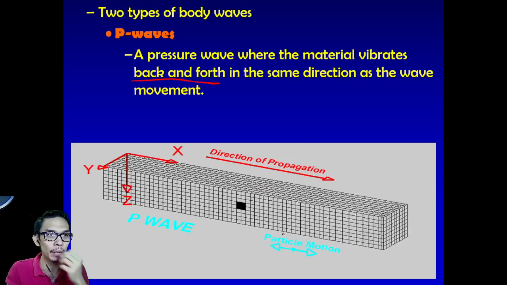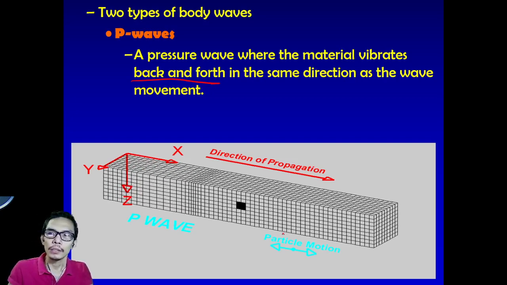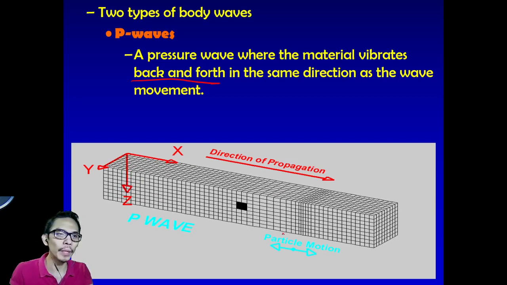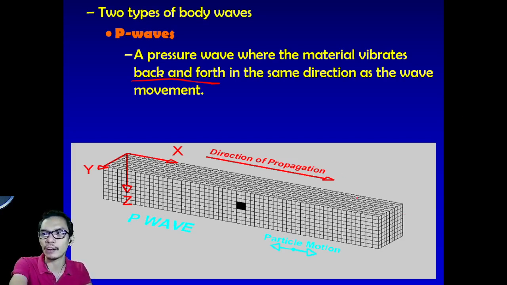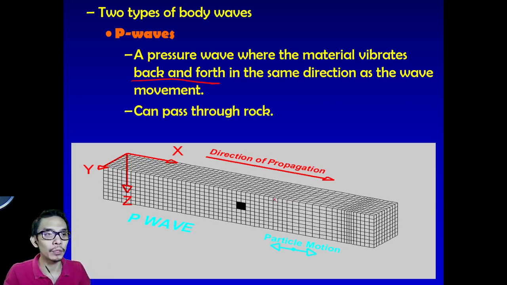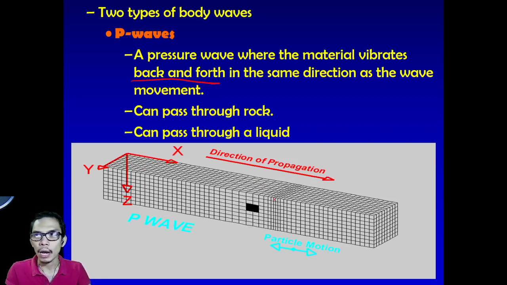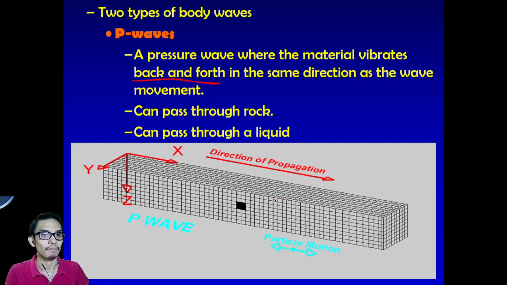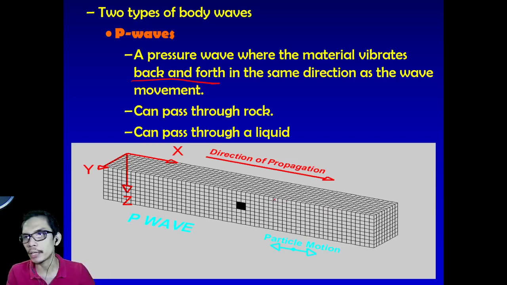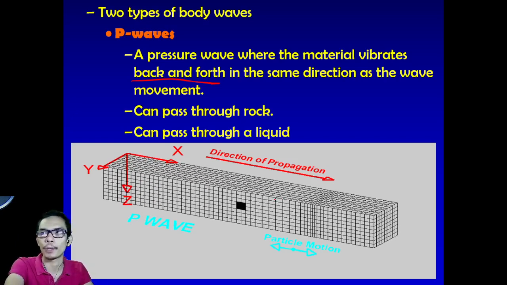P waves are longitudinal waves, also known as compressional waves. So the movement of the material is parallel to the direction of motion. Aside from that, P waves can travel through solids, and they can also travel in liquids. In some cases, P waves can also travel through gas. So those are the materials that P waves can travel through. Right? So that is P waves, or pressure waves.